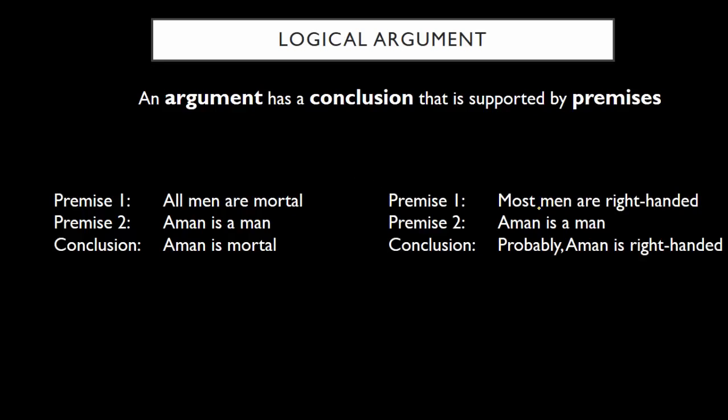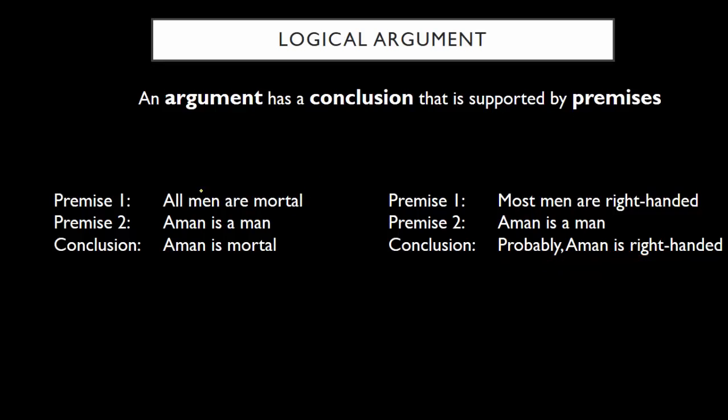It says most men are right-handed, Aman is a man, probably Aman is right-handed. Here the difference is, all that I know is most men are right-handed and that Aman is a man. The conclusion that Aman is right-handed is not guaranteed. However, I can say this is more likely to be true, since most of the men are right-handed.